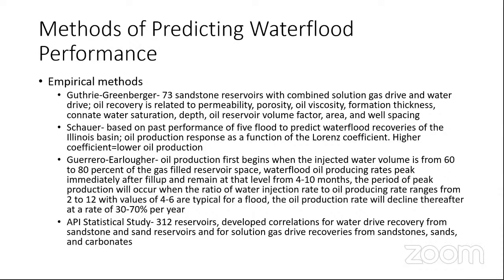Oil production first begins when the injected water volume is from 60 to 80% of the gas-filled reservoir space. Waterflood oil producing rates peak immediately after the fill-up and remain at that level for 4 to 10 months. The period of peak production will occur when the ratio of water injection rate to oil producing rate ranges from 2 to 12, with values of 4 to 6 for a flood. The oil production rate will decline thereafter at a rate of 30 to 70% per year.